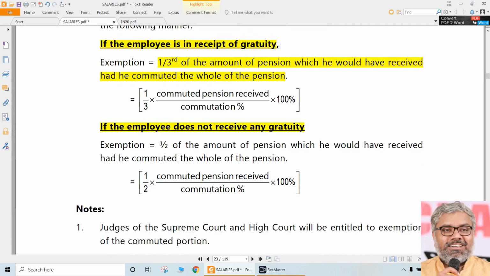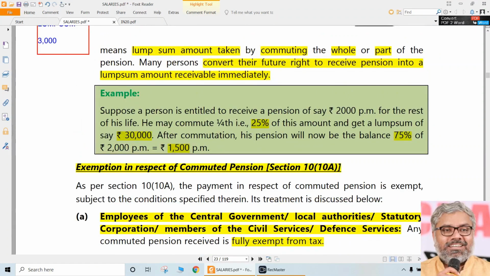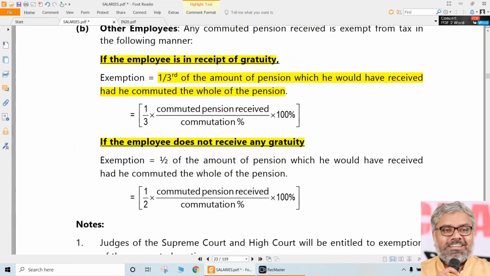If at all the employee did not receive any gratuity, imagine in the same case if the employee did not receive any gratuity. Once again same, 30,000 into 100 by 25, which comes to 1,20,000, divided by 2. Instead of 1/3 we'll take half here. The remaining thing is same. So how much will be exemption in this case? Half of the amount of pension which he would have received had he commuted the whole of the pension.